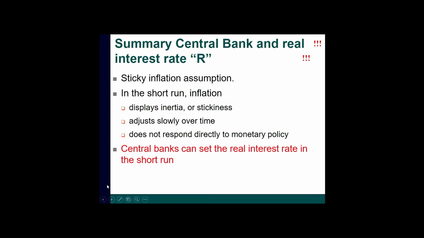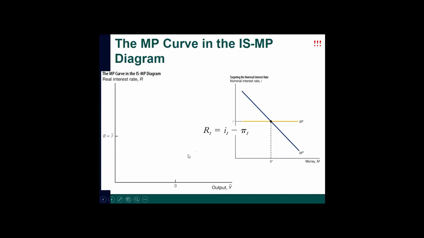What do we have up to now? We linked the short-term nominal interest rate with the long-term nominal interest rate. We linked it with the real interest rate because inflation is sticky. And we can say that the central banks can control the short-term nominal, hence also the long-term real interest rate. This is our starting point for what comes next.